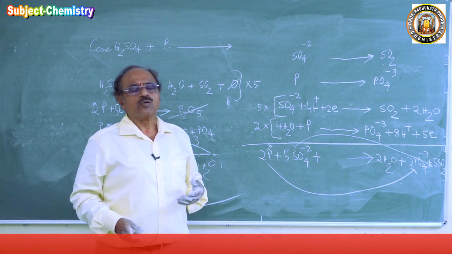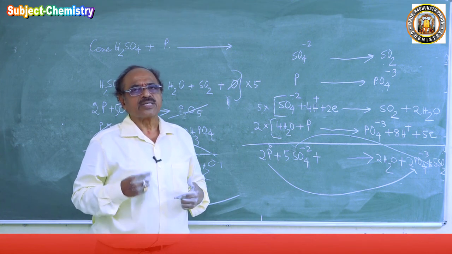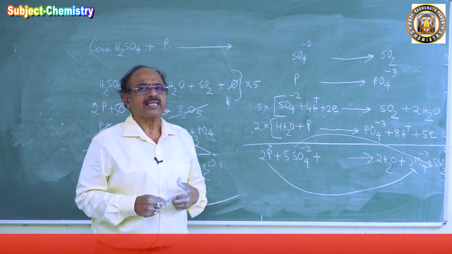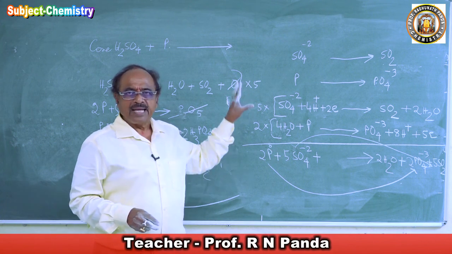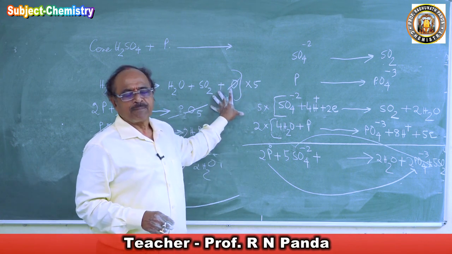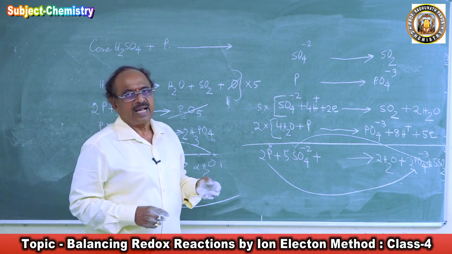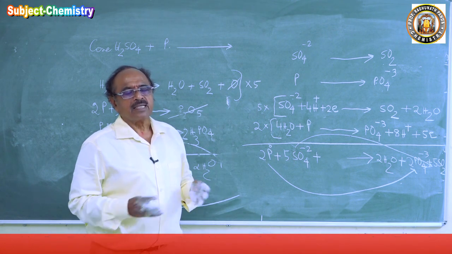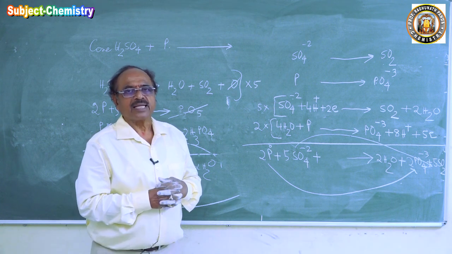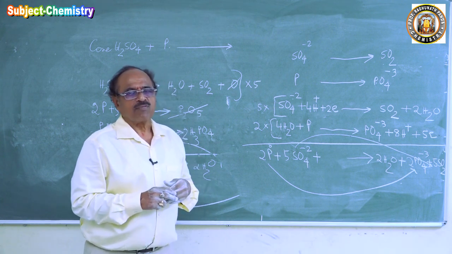So next class we will study balancing redox reactions by the ion electron method in alkaline medium, and we will do some more reactions involving nitric acid, and that will complete our topic, balancing equations by the ion electron method. Thank you students for your patient listening.